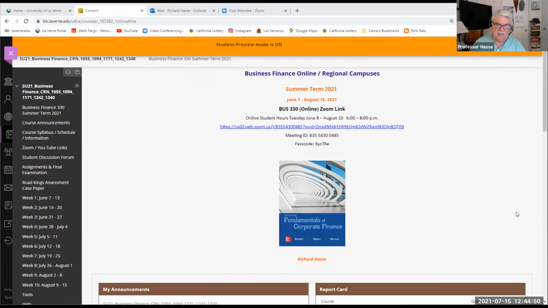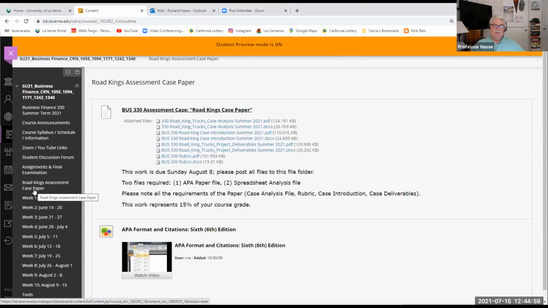Okay, so if you go to your Blackboard file folder, you now see on the left-hand side a Road Kings assessment case paper. Click on that, and you'll see the files necessary for you to complete this case analysis. And let me explain this process to you a little bit.